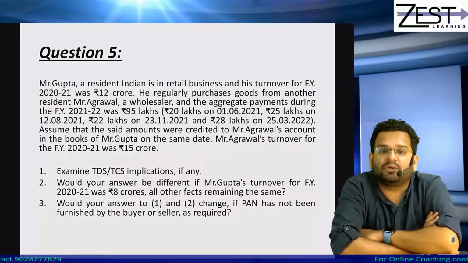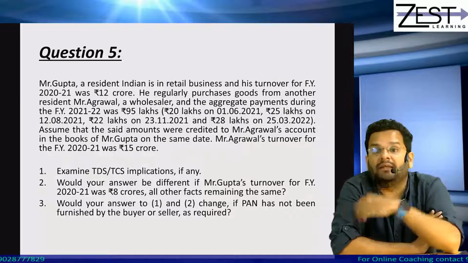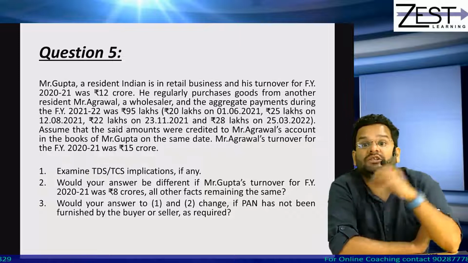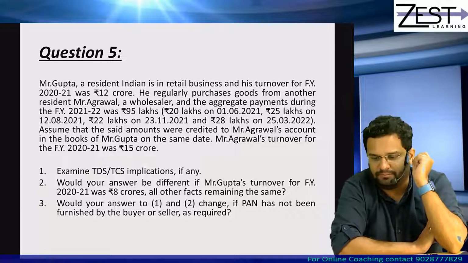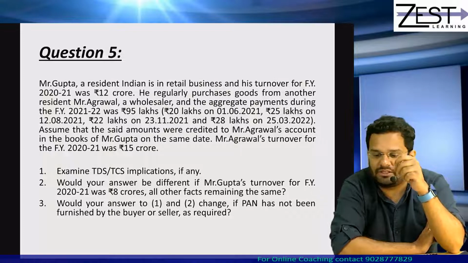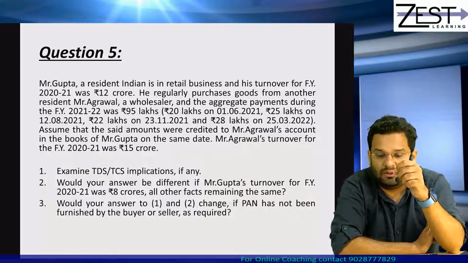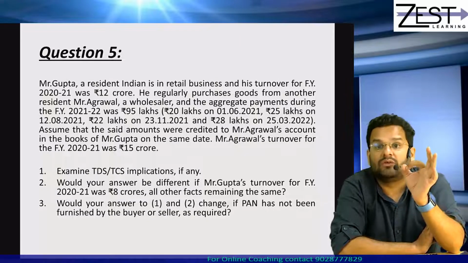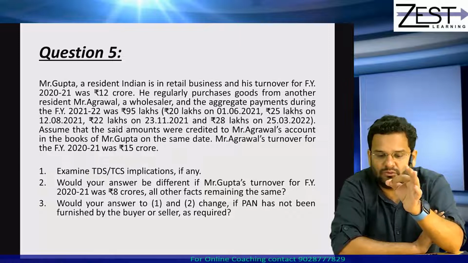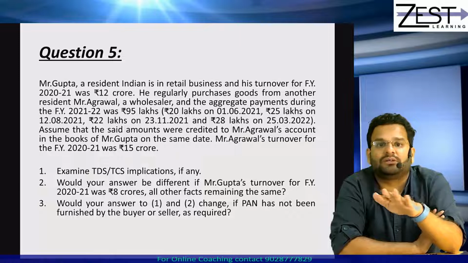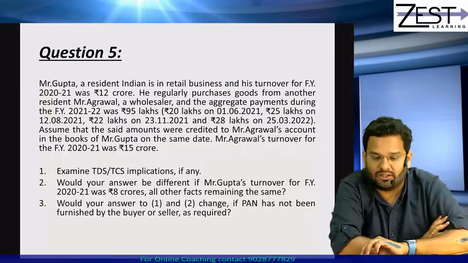28 lakhs on 25th March 22. Now on this 28 lakhs, again at 0.1%. Check, होना चाहिए 28,000. ओके तो ये हो गया आपका TDS. Assume that said amounts were credited to Mr. Agrawal's account in the books of Gupta on the same date. Agrawal's turnover for FY 2021 was 15 crores. ये यहाँ पे मायने नहीं रखता for TDS. This doesn't matter for TDS.